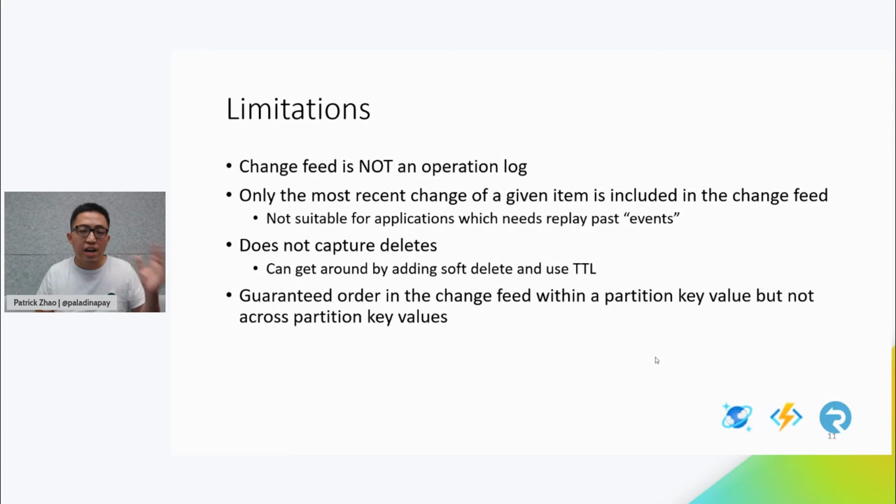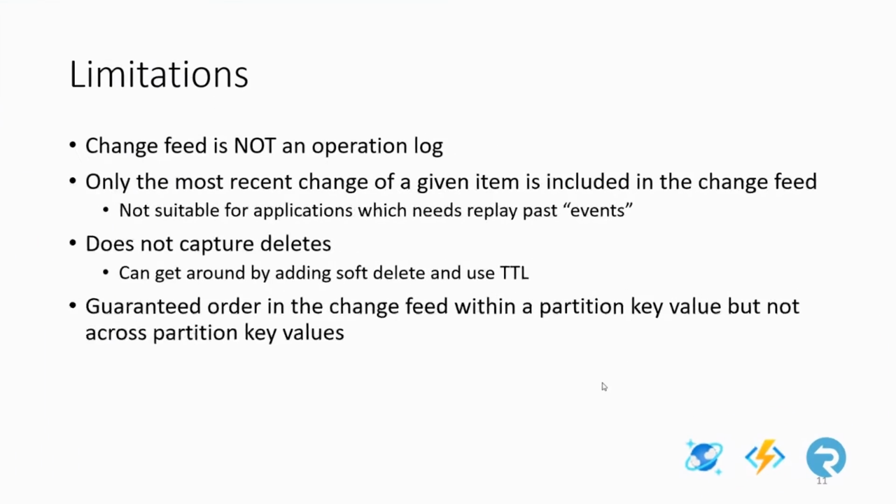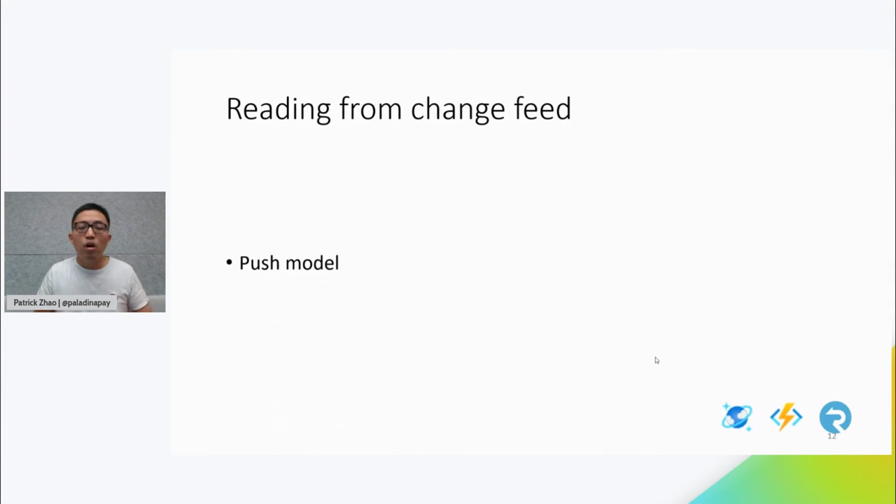And lastly, I'd like to touch on the last limitation: there is a guaranteed order in the change feed within a partition key value, but not across partition key values. So if the order of the values across different partition keys matters to you a lot in your application, then you need to choose a great partition key. This topic is quite big, so I'm not going to expand too much on this for the interest of time. So we've understood why we want to use those technologies. Let's look at how we can do it.